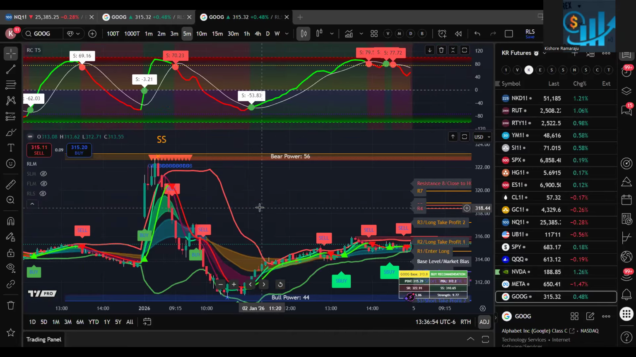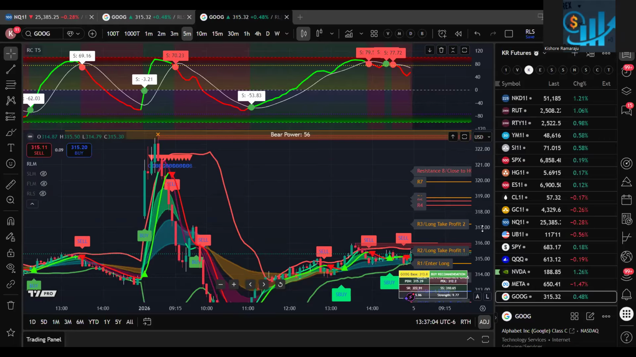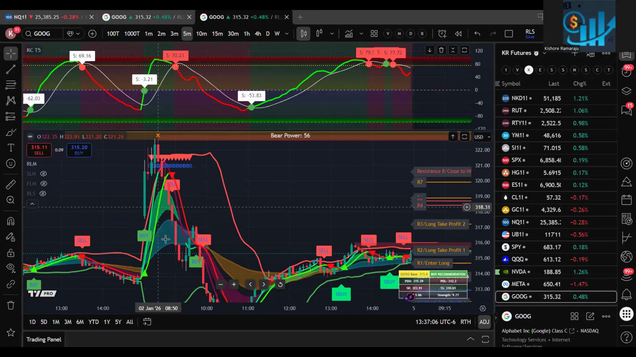But you are not just looking at the color and deciding, oh, it is green and blue, let me go long. Already it is above resistance 8, right? So that's what is important. You are not just looking at the colors and deciding to do a buy. So you are buying somewhere, right? You don't want to buy at the top of the band or at the premium price, right?